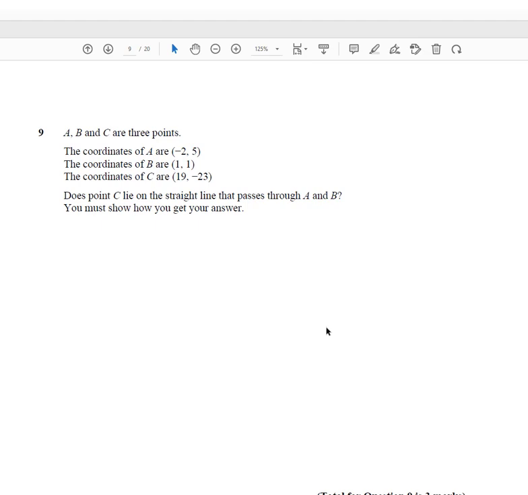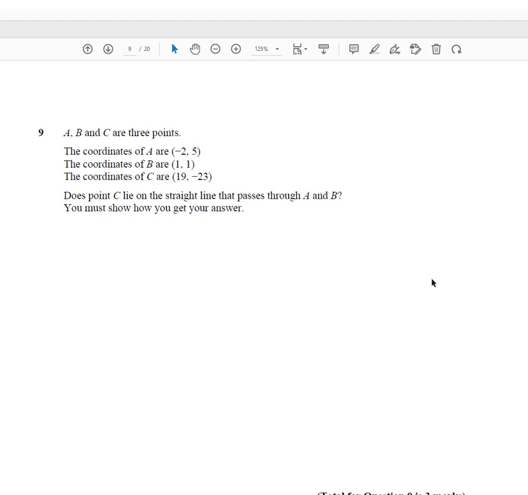Now, what you mustn't do, because it's not going to be accurate, is draw a grid, plot those points on, and draw the line. That's not what you should do, and you won't get marks for that. What you've got to do is think about gradient. Now, if A and B and C are on the same straight line, the line that joins A to B will be the same steepness as the line that joins A to C. If they're a different steepness, they'll be on a different line. So it's all about gradient.